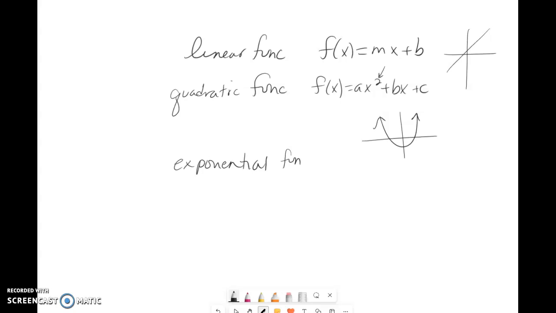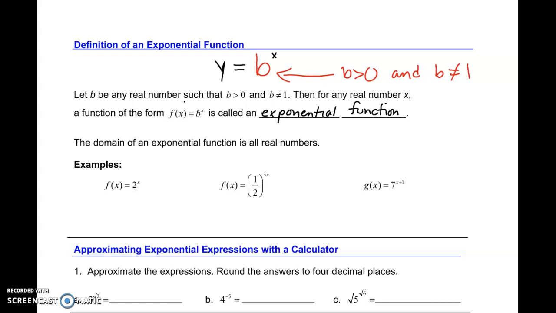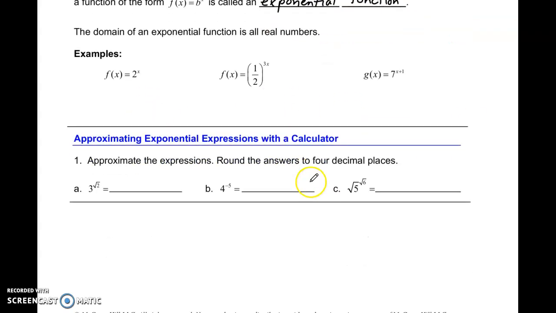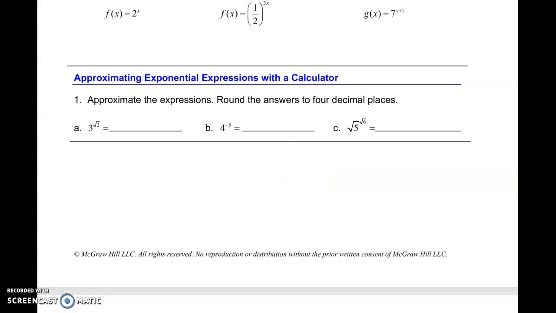And for an exponential function, you're going to see the variable is in the exponent. So let's go back to our sheet of notes here. And so we have some examples. These are all exponential functions. And you'll notice what they have in common is my variable is in the exponent. It's that superscript to the right. And if I need to approximate an exponential expression, I can use a calculator to do that.